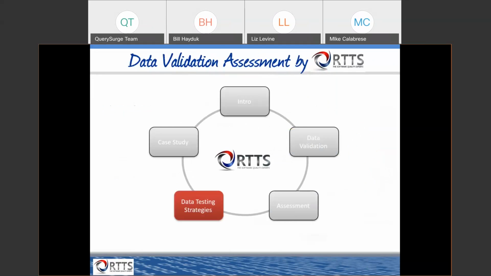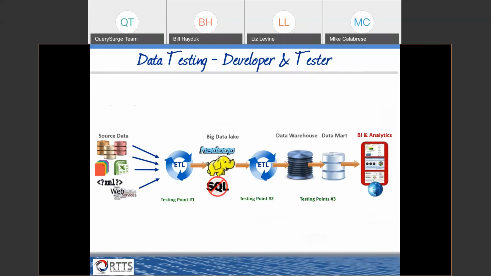So now we take a little bit deeper dive into some data testing strategies that are available and out there. And what you're looking at right now is sort of an implementation of a data warehouse system. So you're having source data come in from multiple sources. That's going to go through an ETL process into a big data lake. After that, a data warehouse is going to pull information from that lake via another ETL process. And that ultimately ends up in the data mart where the BI and analytics reports will pull information from.